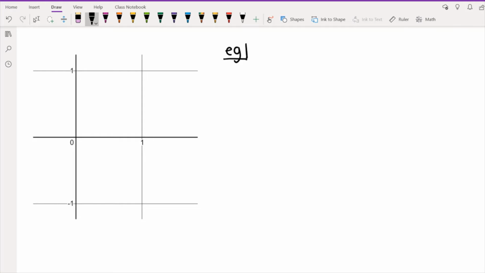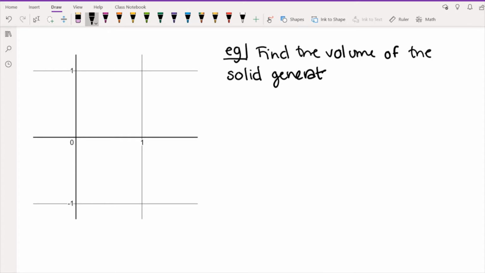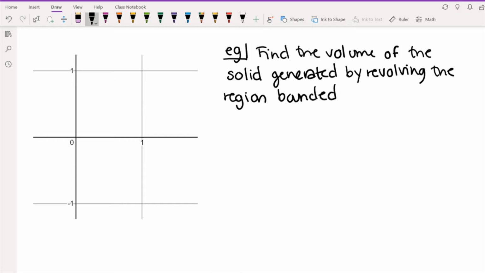So the first example we want to do is we're going to find the volume of the solid generated by revolving the region bounded by the curves we're looking at in this graph, y is equal to x and y is equal to x squared. And we're going to revolve that region about the x-axis.